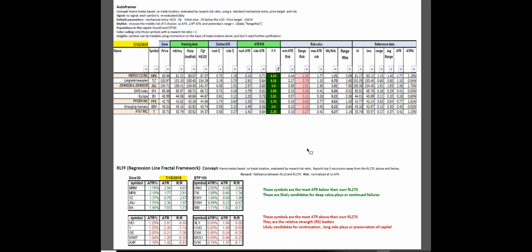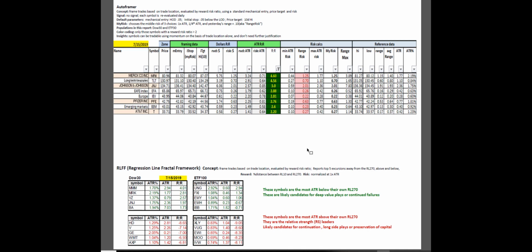The bottom shelf in the red: these are the ones that are the most ATRs beyond their RL270 already. These are the relative strength leaders. So it's not surprising to see XLY, the consumer discretionary, 9, count them, 9 ATR above its long-term fair value. Doesn't mean it's going to fail. It just means that's how strong it is. If you see more strength in it, XLY is your go-to: pile on, get 2 or 3 intraday positions on it, or drill down further into the leading candidates like Walmart, Pfizer, Johnson & Johnson. Strength begets strength.